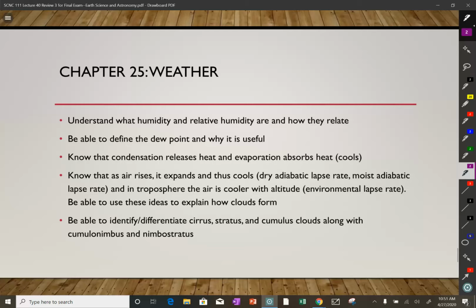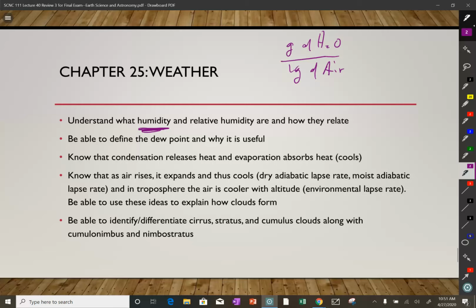So we need to understand our variables that weather depends on. Humidity, that's how much moisture is in the air. So we have things like grams of H2O per kilogram of air. A concentration, just like what we did in chemistry.